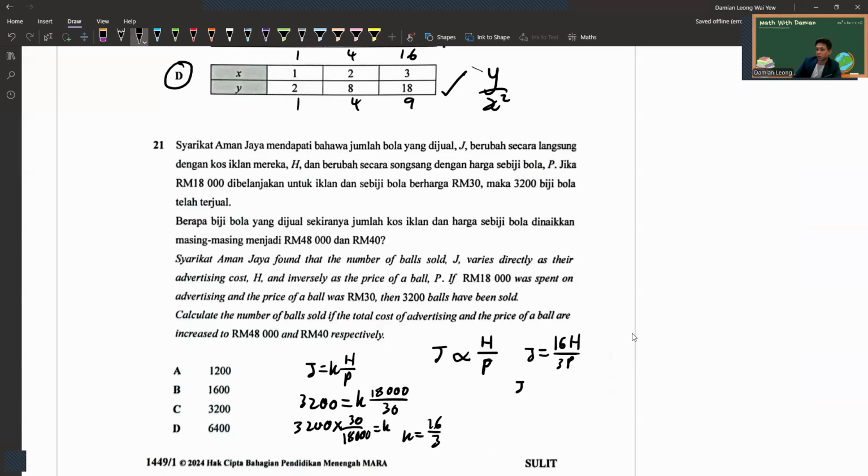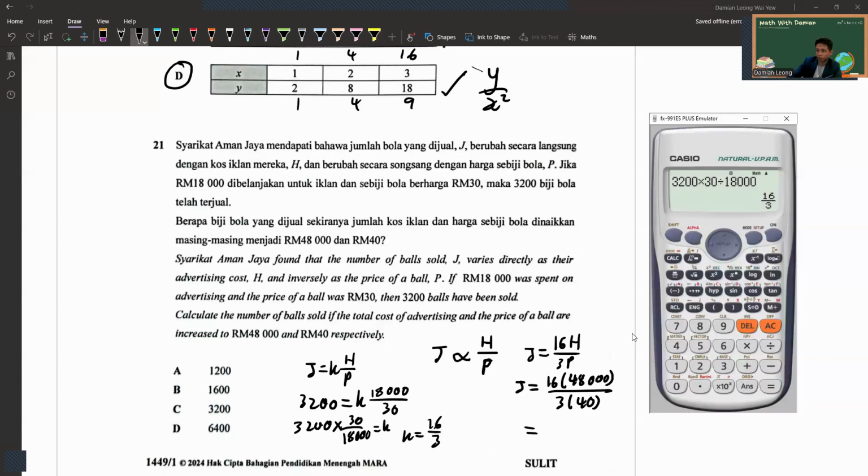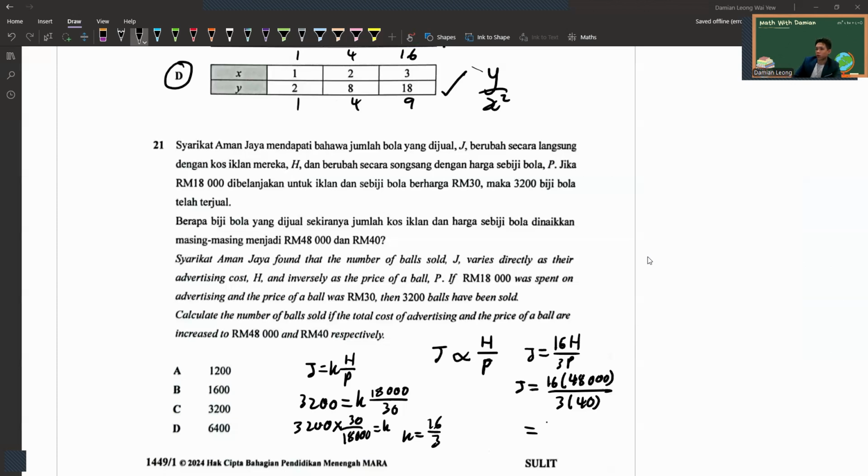Now, number of balls when advertising cost is 48,000, change to 48,000 for H. P, price of ball, change to 40 ringgit. So we calculate 16 times 48,000 divided by bracket 3 times 40, 6,400. So that means 6,400 balls. Answer D. That's question 21.